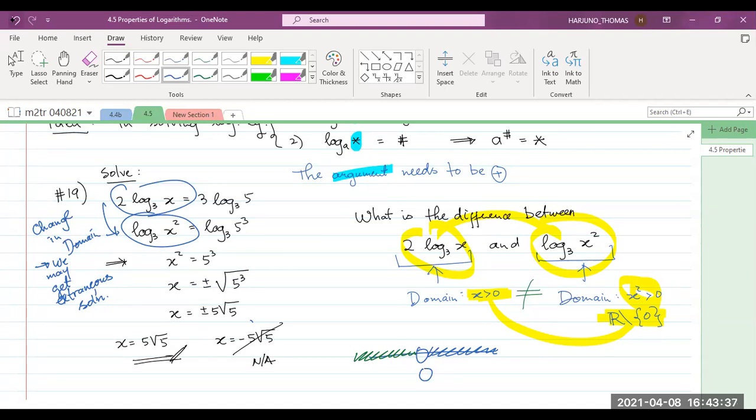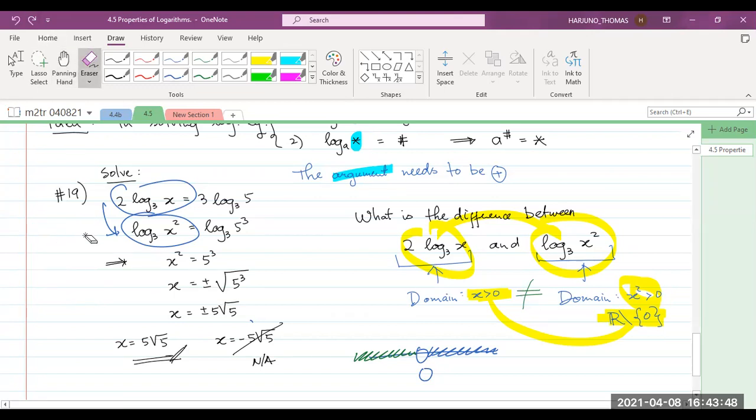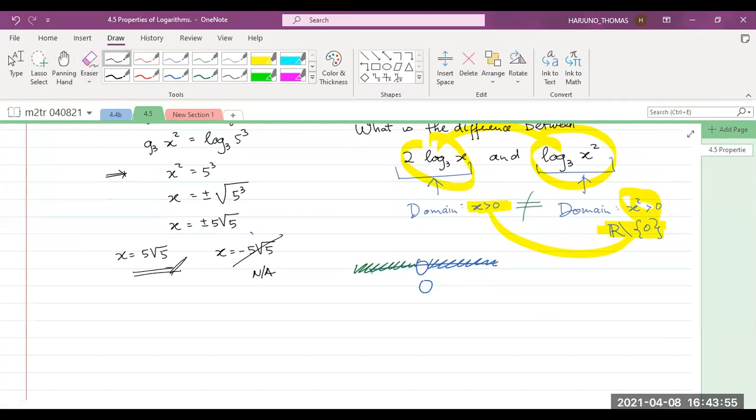Now, with that said, at West LA College, they have this kind of question in their textbook. That was a textbook question at West LA College. Let me use the one that we already have here. The question was this: solve 2 log base 3 of x equals log base 3 of x squared.